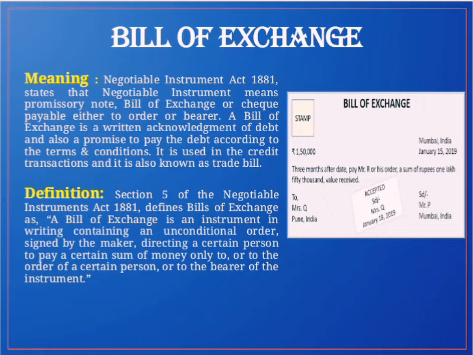Definition. Section 5 of the Negotiable Instruments Act 1881 defines Bill of Exchange as: a bill of exchange is an instrument in writing containing an unconditional order signed by the maker directing a certain person to pay a certain sum of money only to or to the order of a certain person or to the bearer of the instrument. On the right hand side, the Bill of Exchange pro forma is given.